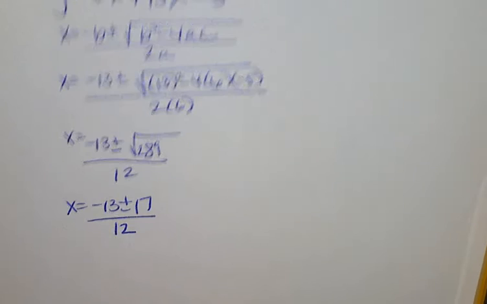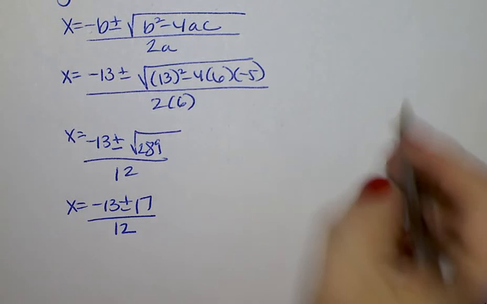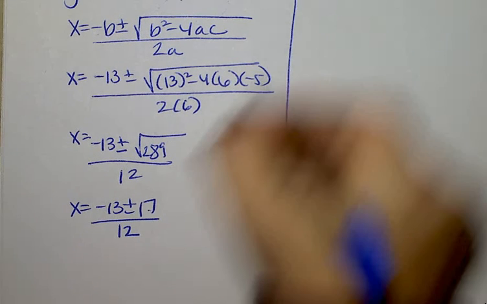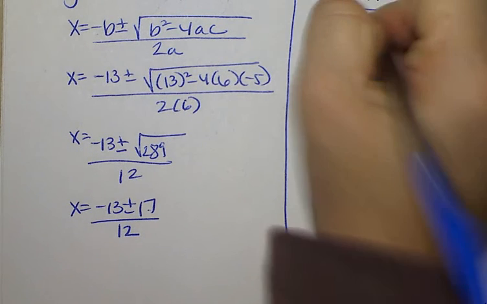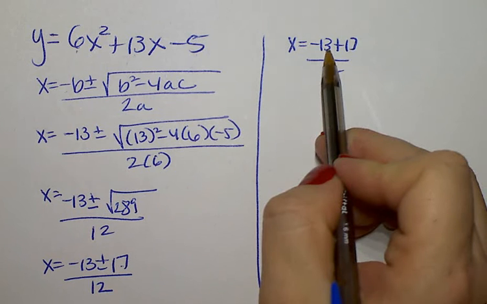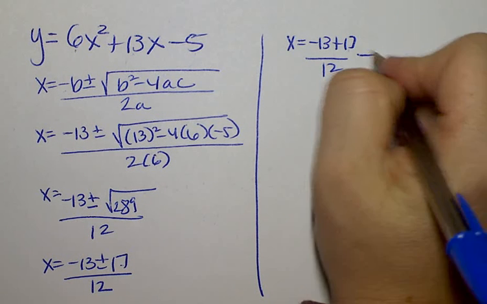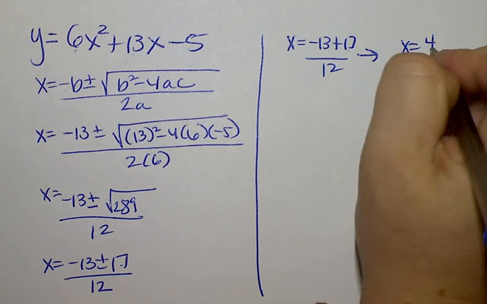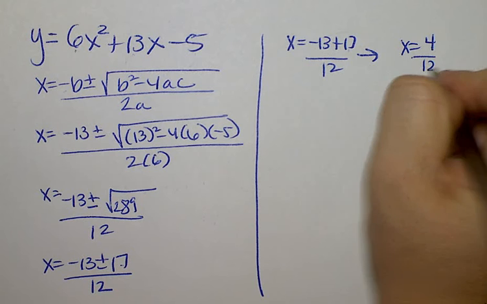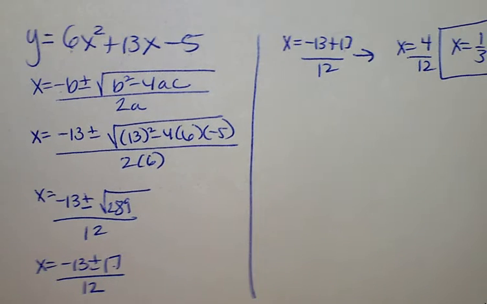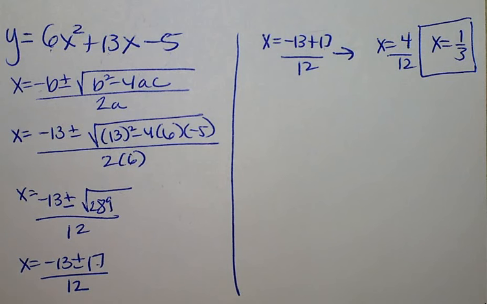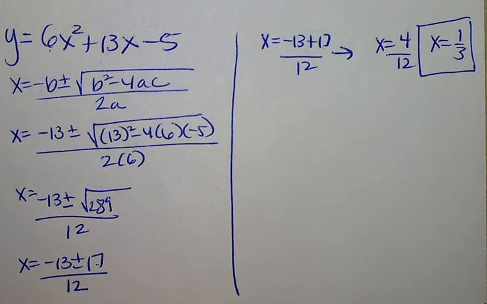So one time I'm going to add. So I'm going to come up off to this side. One time I'm going to add. X equals -13 plus 17 divided by 12. -13 plus 17 is a +4 in the numerator over 12, which reduces to 1/3. That's one answer. As a reminder, your solutions are real roots and they're all also x-intercepts, interchangeable terms.